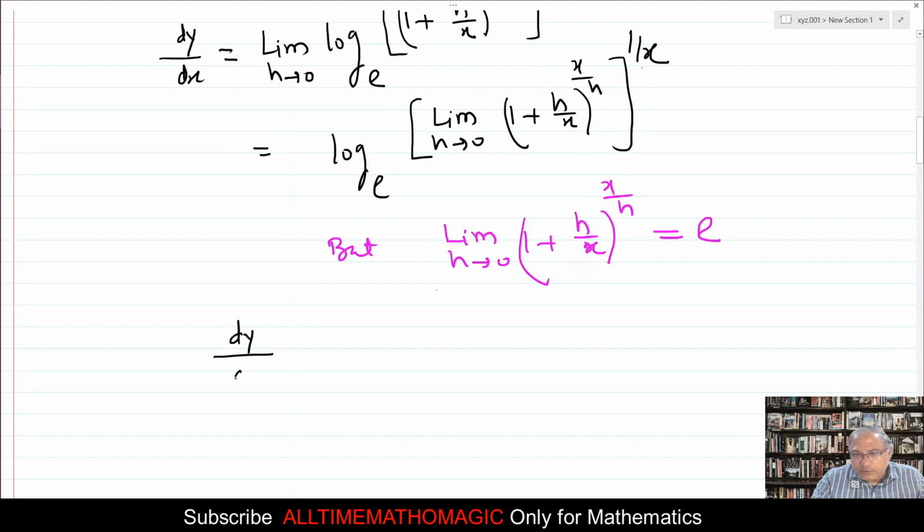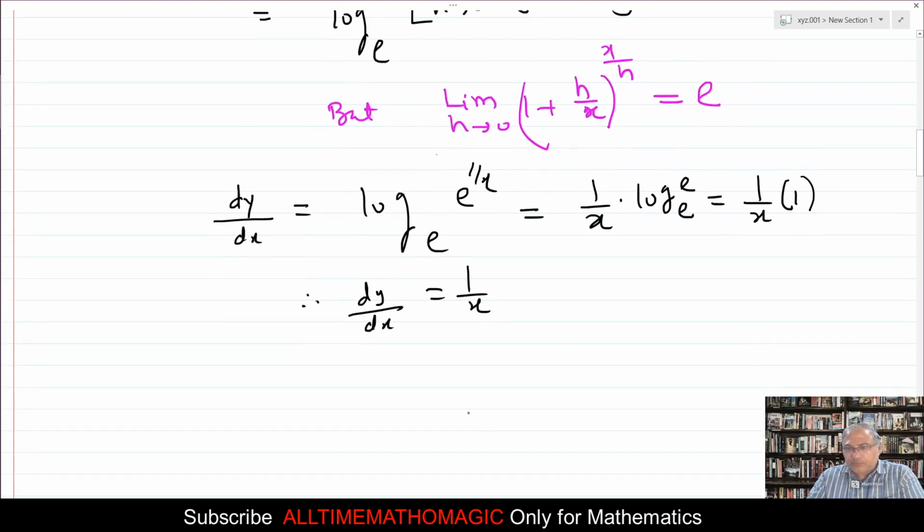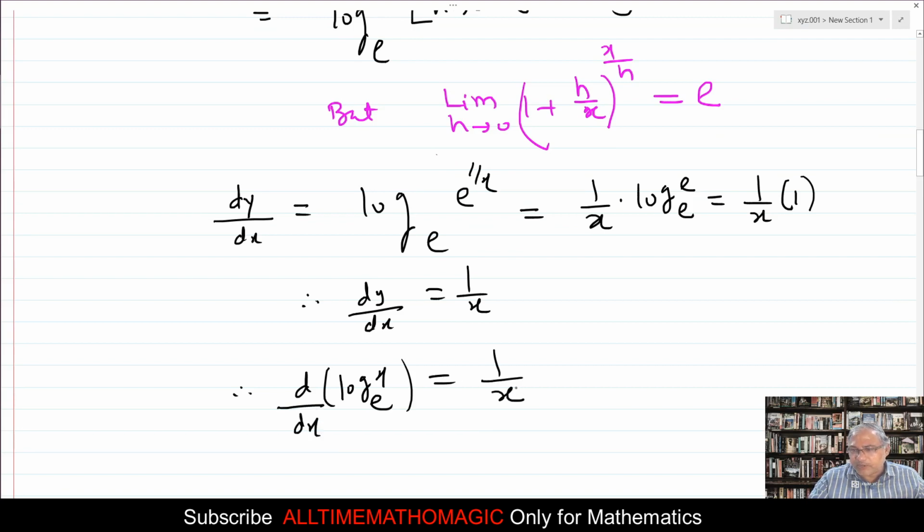Therefore, dy by dx equals log e raised to 1 upon x to the base e, equals 1 upon x log e to the base e, equals 1 upon x into 1. Therefore, dy by dx equals 1 upon x. Therefore, differentiation of log x to the base e with respect to x equals 1 upon x.